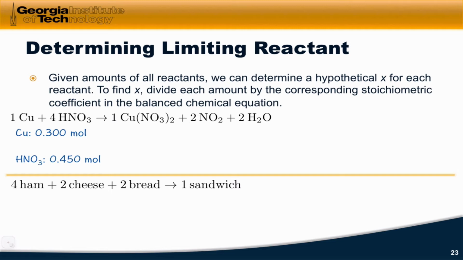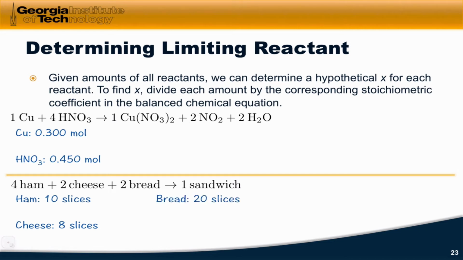Let's draw an analogy to this chemical reaction and think about making a sandwich. So let's imagine that to prepare a sandwich, we use 4 slices of ham, 2 slices of cheese, and 2 slices of bread to produce a single sandwich. And let's say that we had on hand 10 slices of ham, 8 slices of cheese, and 20 slices of bread.